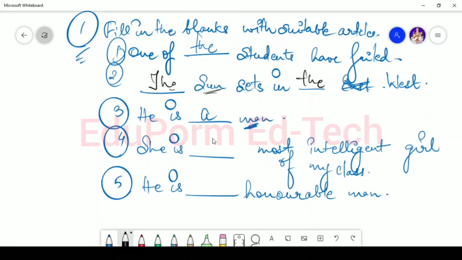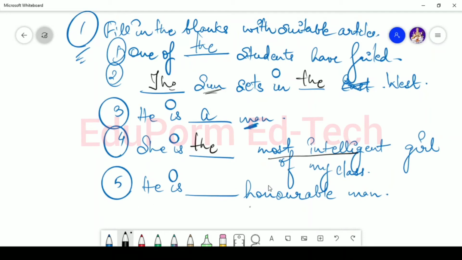Then she is dash most intelligent girl of my class. So what is most intelligent? Most intelligent is the superlative degree, right? So in case of superlative degree you use the. So she is the most intelligent girl of my class.